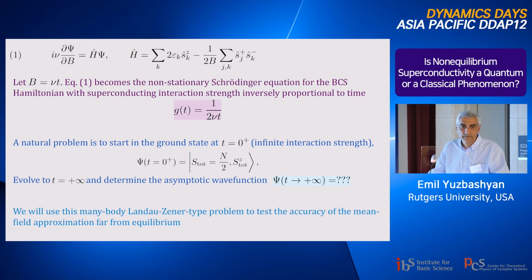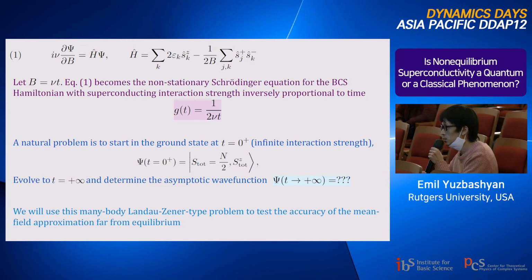So the thing that I wanted to ask is, at the t equals infinite limit, is that a finite temperature state sort of, or is it like a ground state of some Hamiltonian?